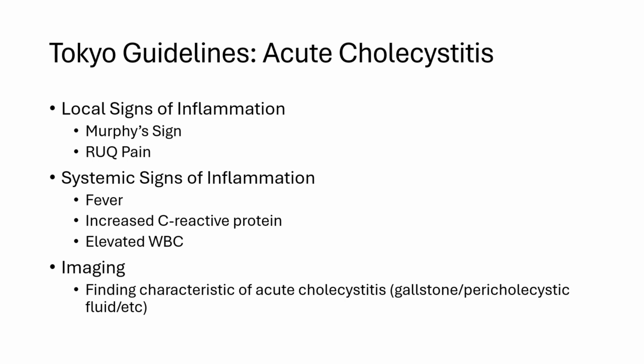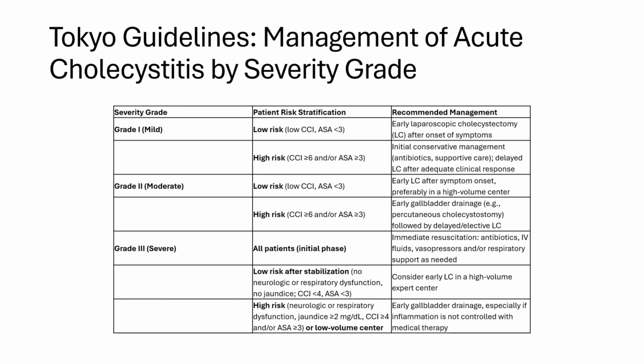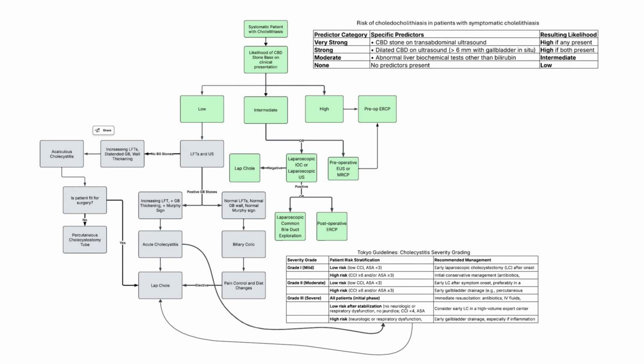If they have a positive Murphy sign or right upper quadrant pain, if they're febrile, elevated white blood cells, you plug all these in within the MD Calc for the Tokyo guidelines, and then it will give you a grade. And then based off the patient's grade of severity, you can follow the recommended management. Just remember, if they're in a severe grade or grade 3 and they aren't suitable for surgery, then the patient will have to undergo a percutaneous cholecystostomy tube, and they'll have to drain the gallbladder because they aren't fit for surgery.